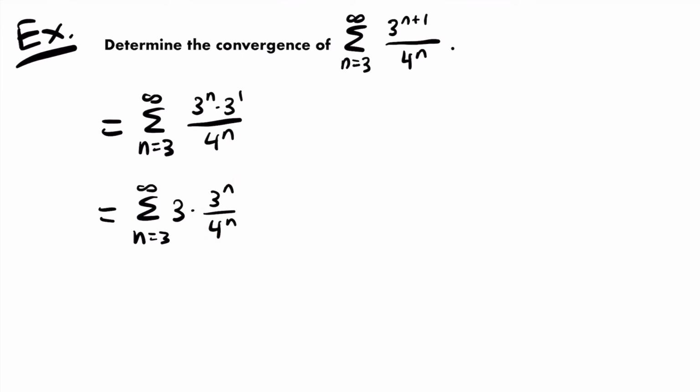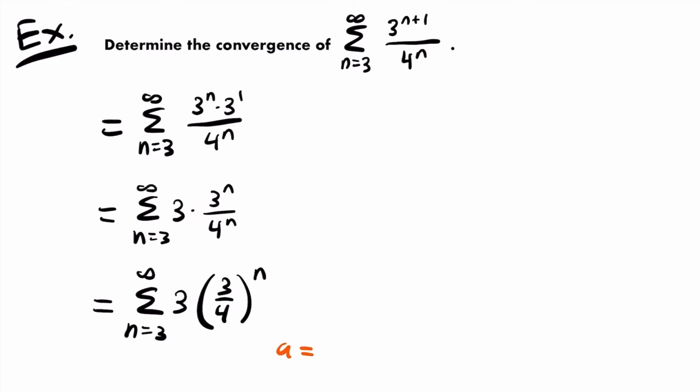We have a fraction where the numerator and the denominator are both raised to a power of n, and so we can just take that whole fraction to the power of n, and we would have that this is equal to the sum from n equals 3 to infinity of 3 times 3/4 to the power of n. Now you can see that this series is in the form of a geometric series. Specifically, a is equal to 3, that's our constant multiple, and r, the common ratio, is equal to 3/4.